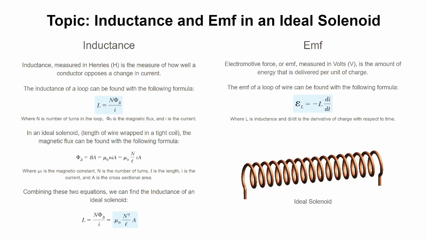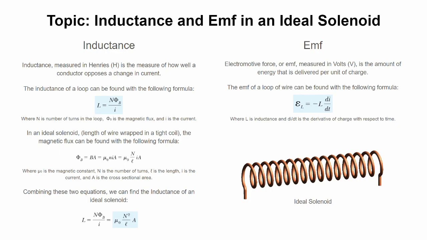In an ideal solenoid, which is a length of wire wrapped into a tight coil, the magnetic flux can be found with the following formula, which is magnetic flux is equal to the magnetic constant multiplied by the number of turns over the length multiplied by the current and the cross-sectional area of the solenoid. If you combine these two equations, you can find the inductance of an ideal solenoid, which is the magnetic constant multiplied by the number of turns in the solenoid squared over the length multiplied by the area.